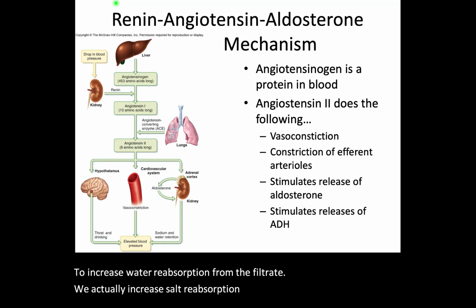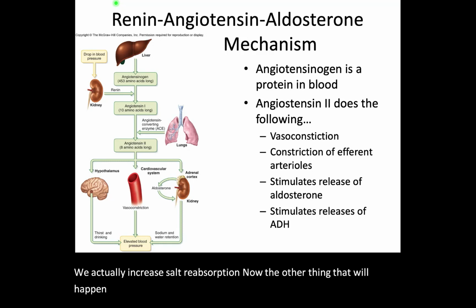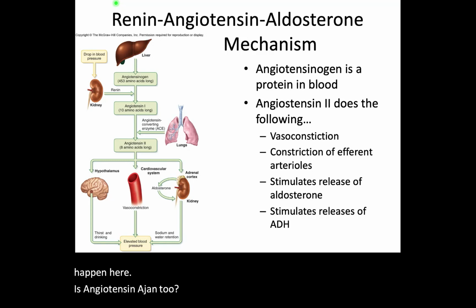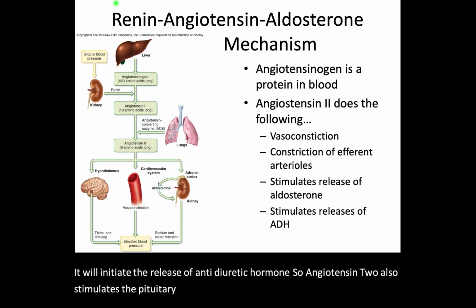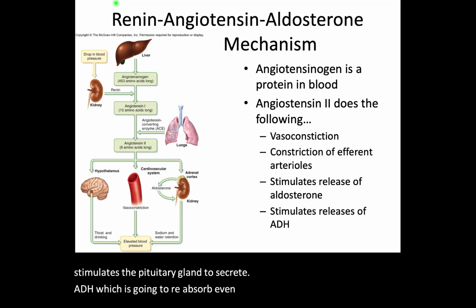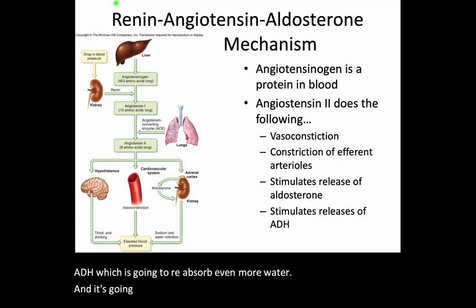Now, the other thing that will happen here is angiotensin 2 will block the release of antidiuretic. I'm sorry, it will initiate the release of antidiuretic hormone. So angiotensin 2 also stimulates the pituitary gland to secrete ADH, which is going to reabsorb even more water. And it's going to do that through the distal convoluted tubule.